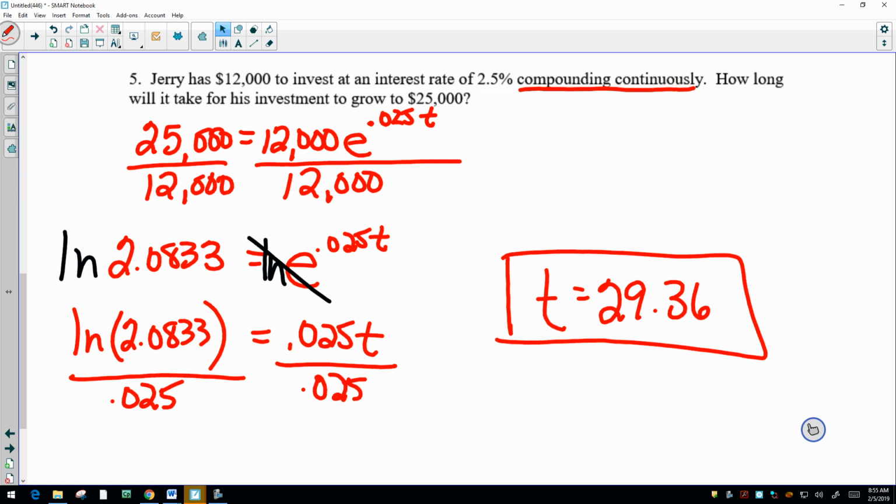And we could use the same concept if I wasn't solving for time. We could do that same process to solve for rate. It's just a different variable that we'd be looking for. So r versus t. So same idea.